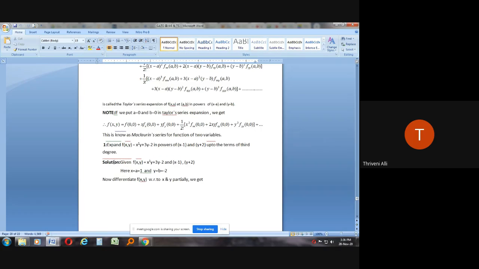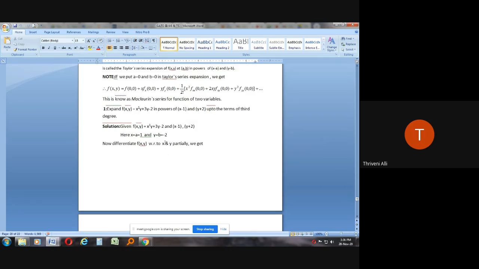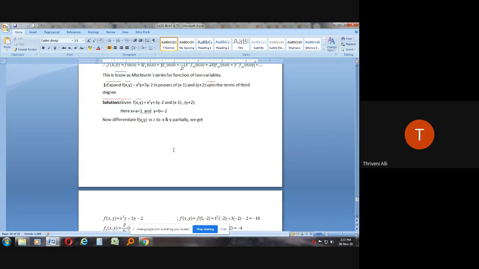Okay? Series example, expand this function. Here it is a function of x and y, in the powers of x minus 1 and y plus 2. And what is a here, what is b here? a is 1, b is minus 2. And expand this function up to terms of third degree. So we have to expand the series up to the third derivative.